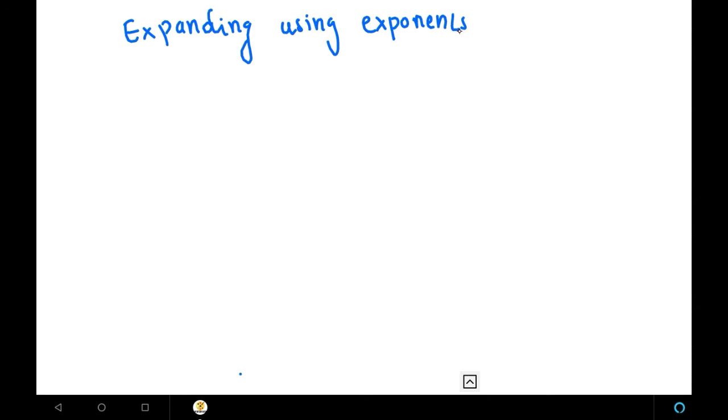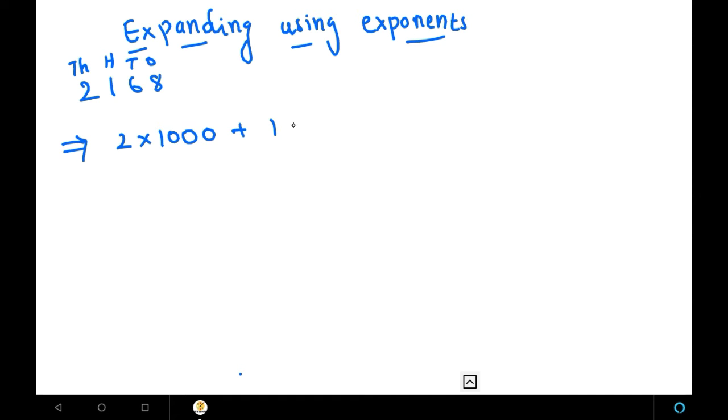Expanding form is that we take the tens place, hundreds place, thousands place, find the place values and write as many zeros as there are. For example, 2168. First we find the place values: 8 is in the ones place, 6 is in the tens place, 1 is in the hundreds place, 2 is in the thousands place. We write it as 2 into 1000 because 2 is in the thousands place, plus 1 into 100 because it's in the hundreds place, plus 6 into 10 because it's the tens place, plus 8 into 1 because it's in the ones place.